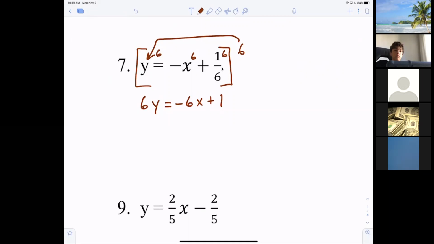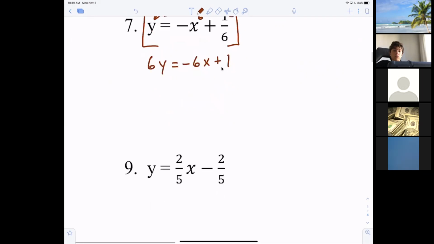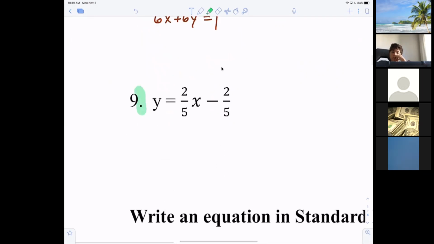All right. Now, I need to move what? Negative 6x. Right. So the answer is what? 6x plus 6y. Yes. That's it. Now take your highlighter and highlight number 9. Don't do number 9 right now. Just highlight it. All right, we want to jump down to the next problem.